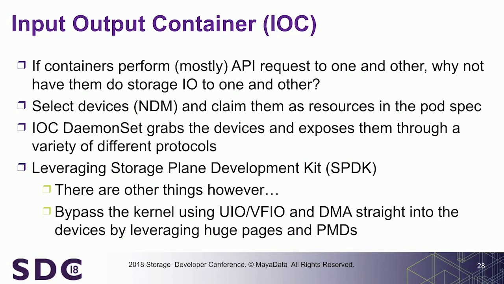And the IOC is a daemon set, which is another construct of Kubernetes that spins up on all the nodes that you select through label selectors, but you can forget about that. The thing is that the daemon set is actually grabbing the devices and making them available through the different type of fabrics that you want to support. So iSCSI, NVMe, network block device, whatever. This is based on SPDK. I won't go into SPDK. It's been talked about a lot. You either love it or hate it, I suppose. But the general idea is that it uses user space I/O to DMA straight into the device by leveraging huge pages.